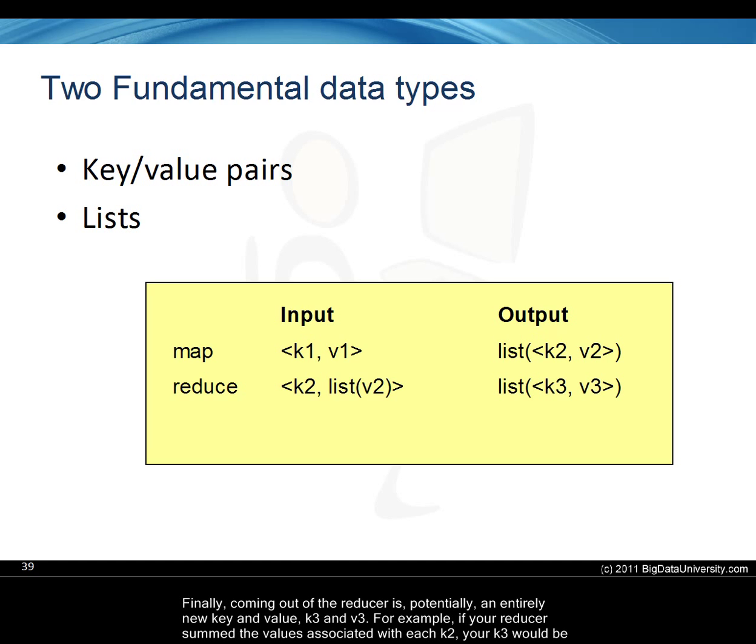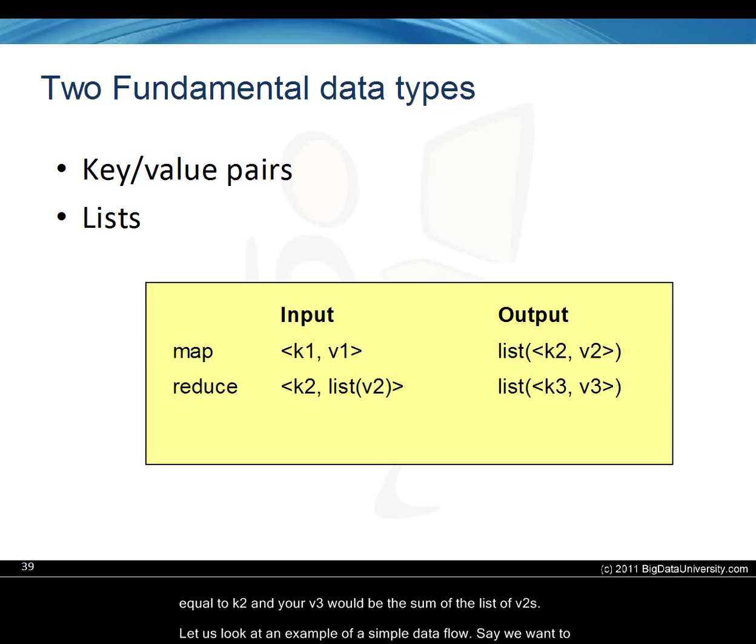Finally, coming out of the reducer is, potentially, an entirely new key and value, K3 and V3. For example, if your reducer summed the values associated with each K2, your K3 would be equal to K2, and your V3 would be the sum of the list of V2s.